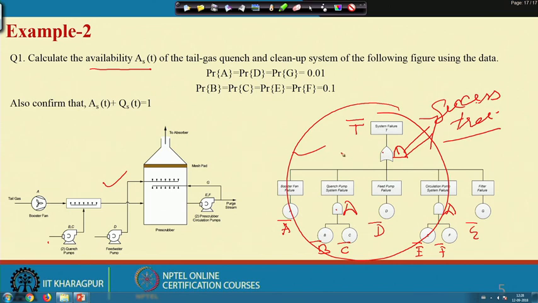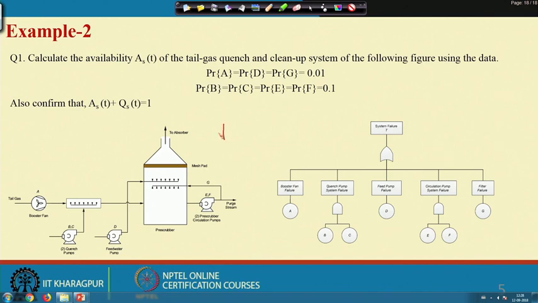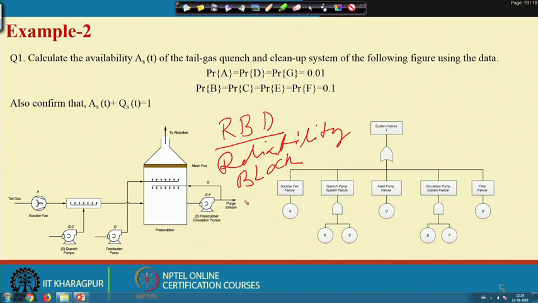So, if you follow the same procedure I have shown in the previous example, that how to construct structure function and from that how to get the unavailability, you will get the same manner, that the unavailability of T bar, that means availability of T. So, in this way you can find out the availability, but here I will show you another approach, that is the RBD approach, reliability block diagram.